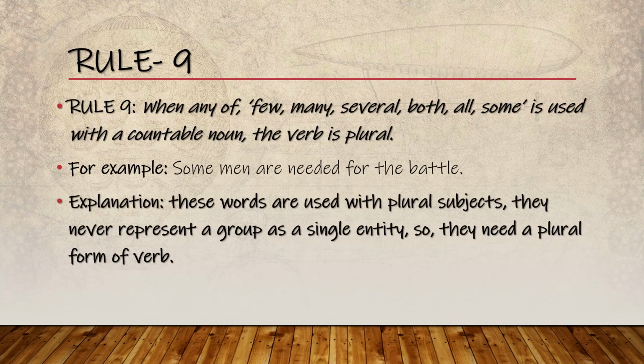Rule 9. When any of, few, many, several, both, all, some, is used with a countable noun, the verb is plural. For example, some men are needed for the battle. Explanation: these words are used with plural subjects. They never represent a group as a single entity, so they need a plural form of verb.